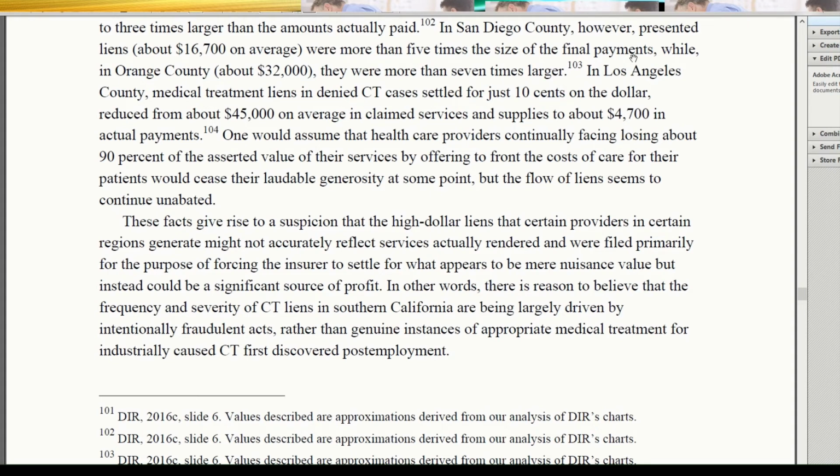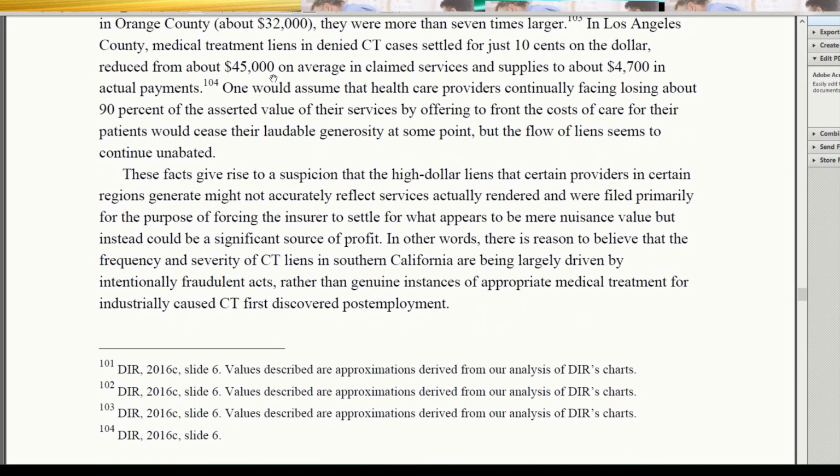reason liens are filed is because the claims administrator denies these claims, right? We've already established that these are the claims that become denied because of suspicions for fraud and malingering. And they tell us that these high dollar liens that are generated in post-employment cumulative trauma claims give rise to the suspicion that certain providers in certain regions, the liens that they generate might not accurately reflect services actually rendered and were filed primarily for the purpose of forcing the insurer to settle for what appears to be mere nuisance value, but instead could be a significant source of profit.